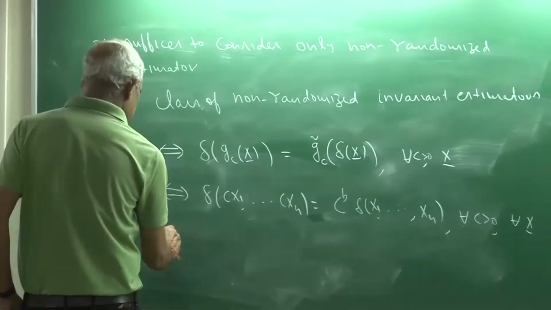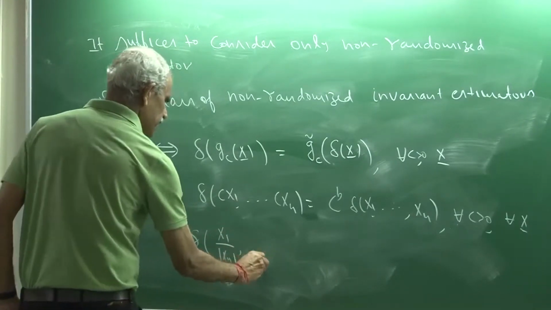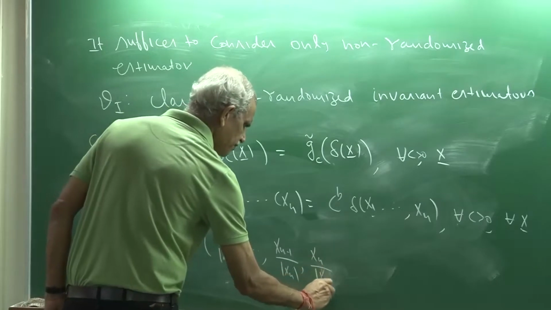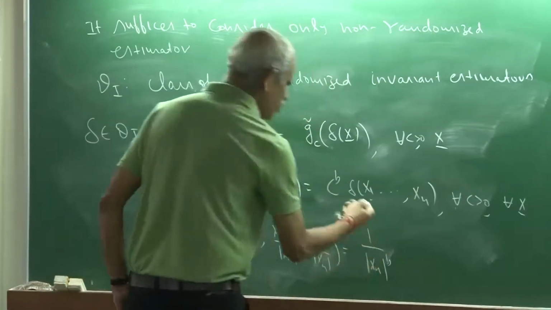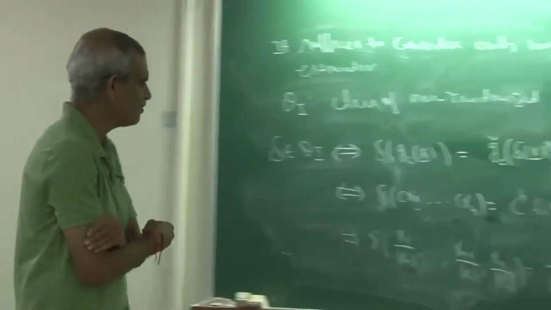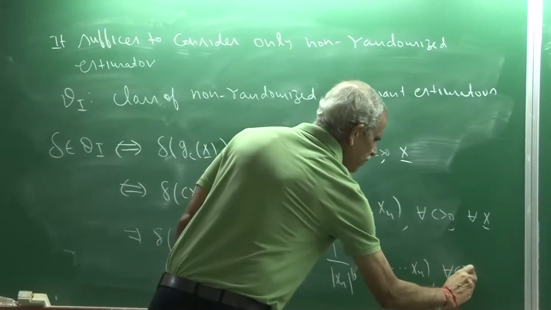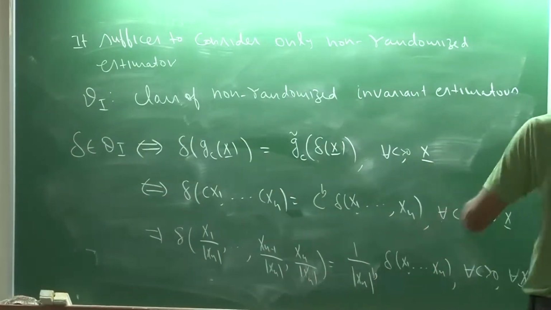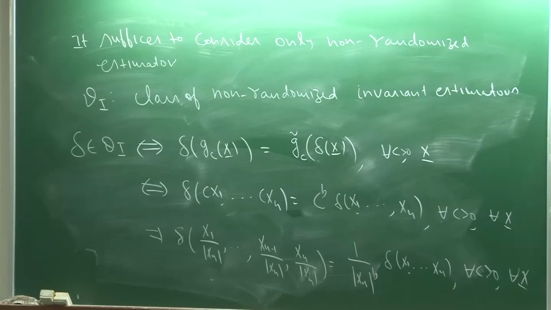So this implies that delta of (X1 upon mod of Xn, ..., Xn minus 1 upon mod of Xn, Xn upon mod of Xn), where I have written C as 1 upon mod of Xn to power B. Note that Xn equal to 0 is not an issue, because Xn equal to 0 happens with probability 0 because of the continuous nature of the distribution. So delta of (X1, X2, ..., Xn), for every C positive and for every data point X. So note that we are exactly following the same steps as we followed in the case of location invariant estimation.